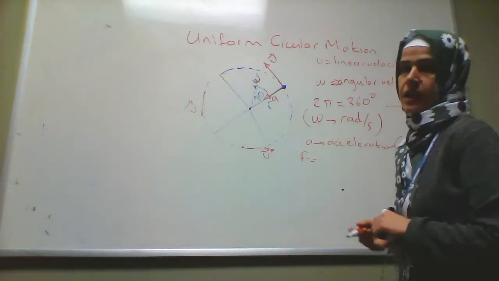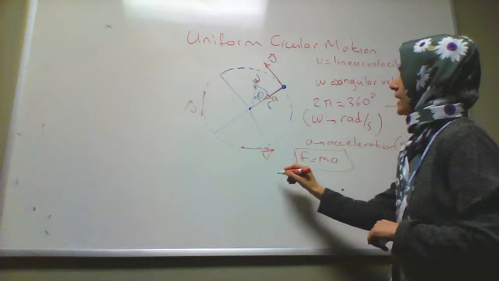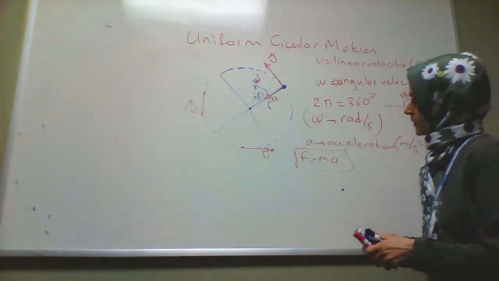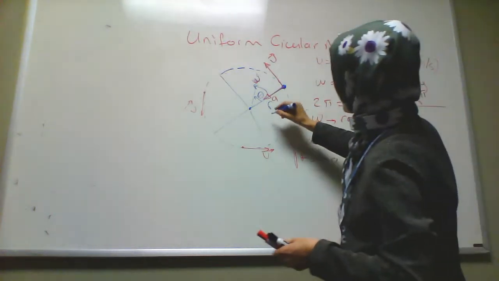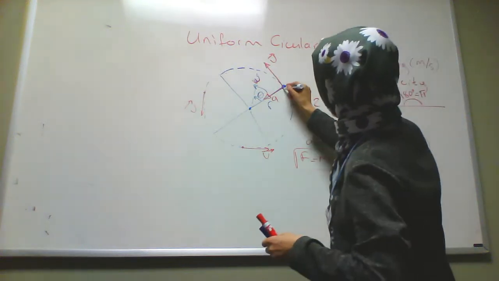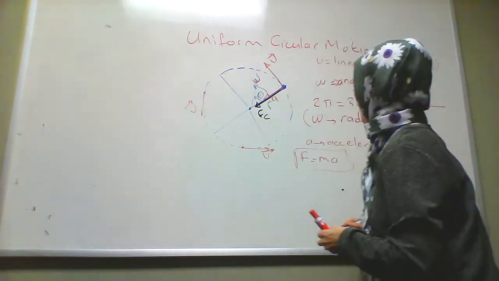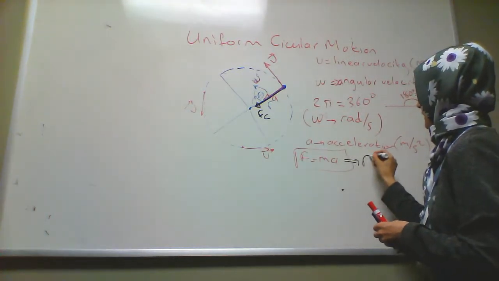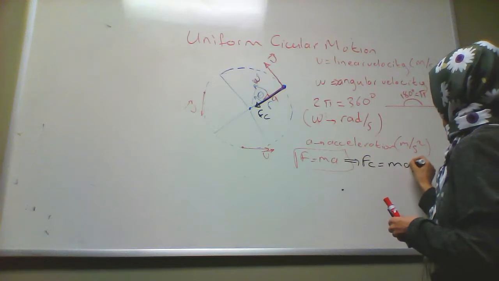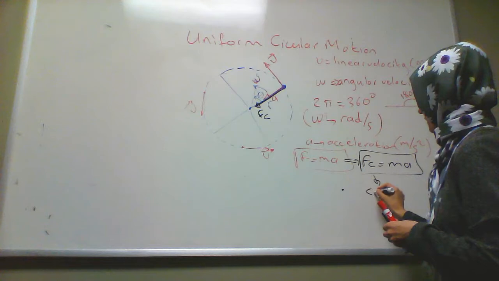And if we have an acceleration, we'll have a force that is equal to m times a, in the same direction as the acceleration, towards the center, which we will call centripetal force. Run out of colors. So towards the center as well, we will have centripetal force. So here, the force we have is Fc. It is equal to ma. Centripetal force.